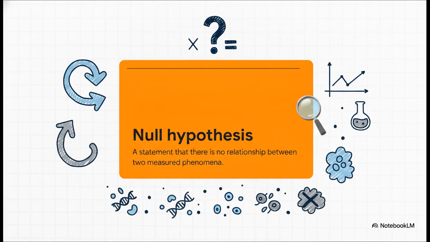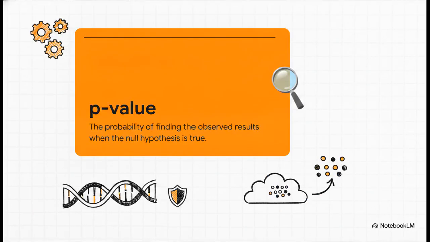It's basically the baseline statement assuming that there is absolutely no relationship between the two phenomena you're measuring. In bioinformatics, we have to constantly test our massive data sets against the null hypothesis to ensure that our experimental results are genuine, and not just fake anomalies or random statistical noise. So the crucial point here is understanding your p-value.